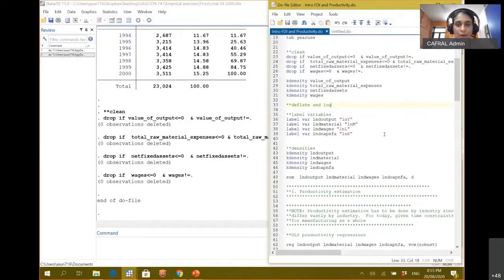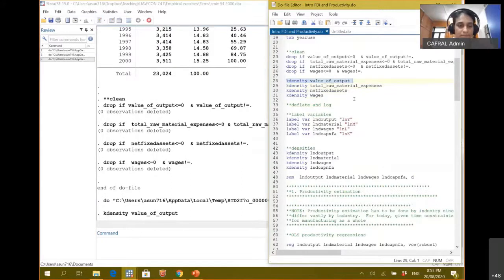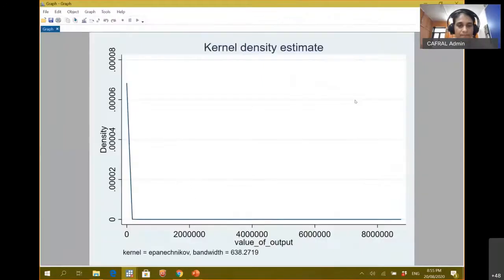So let's now run these kernel densities. I find that running a kernel density is useful because it gives you an idea of the distribution of these variables. So let me do a kernel density of output. Okay, that is the kernel density of output. Why does it look weird? Anyone? Is there something I should be doing differently here? I'm looking at the distribution of output, the value of output.